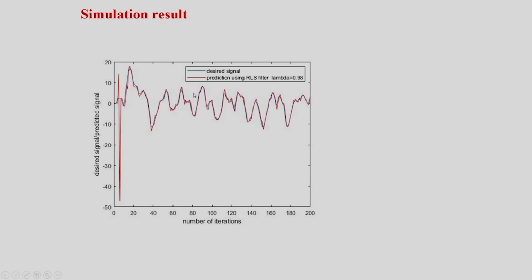This blue is the desired signal, and red is the prediction using the RLS filter with lambda equal to 0.98. And we see that initially there is mismatch, but as n increases, the predicted value and the desired value of the signal are very close. They are almost matching.